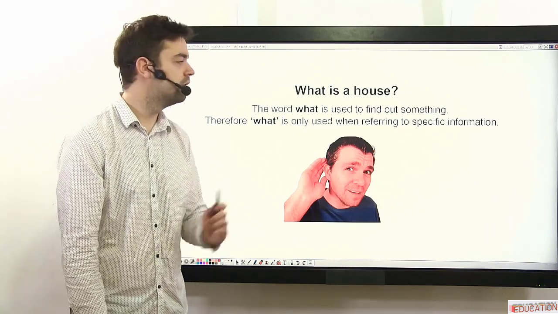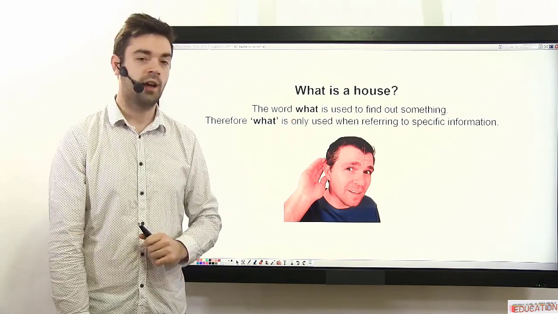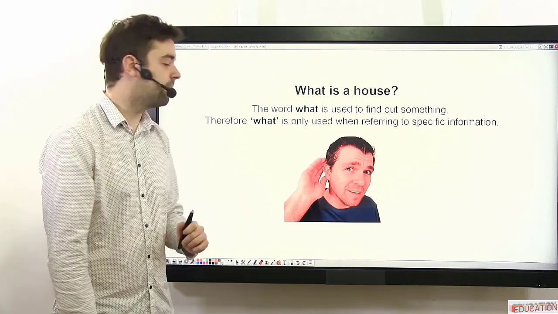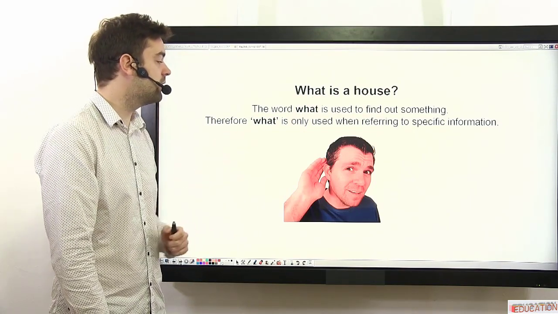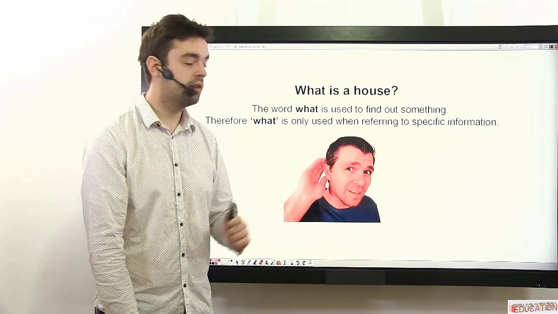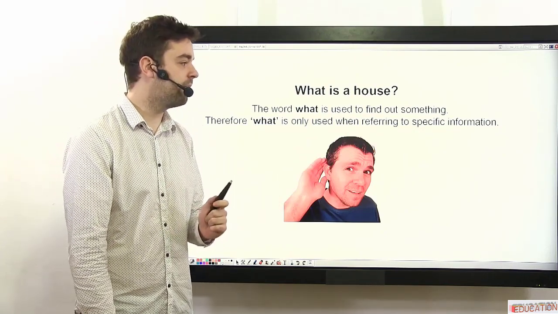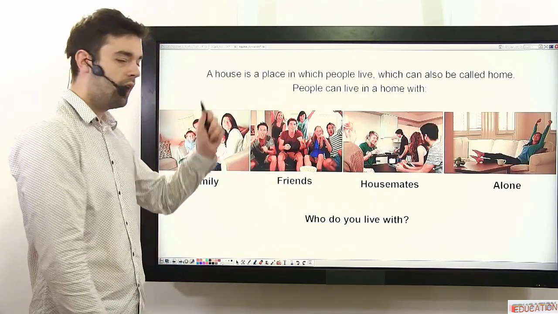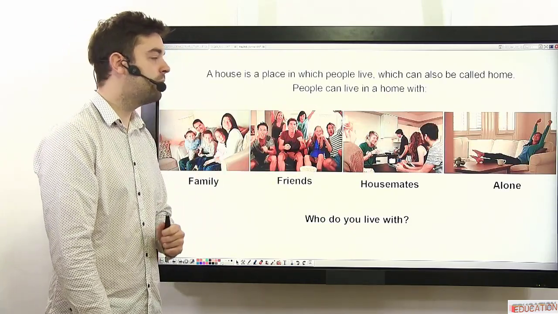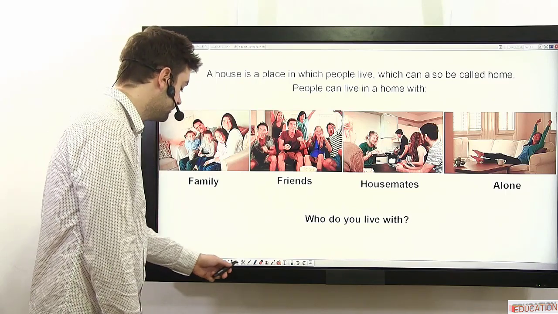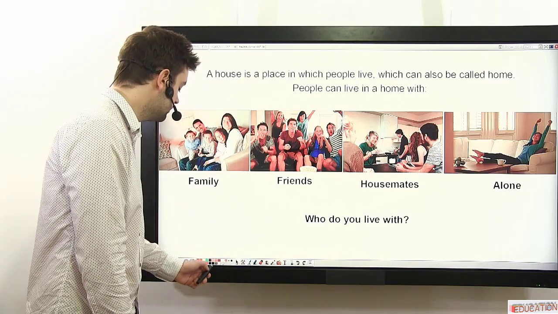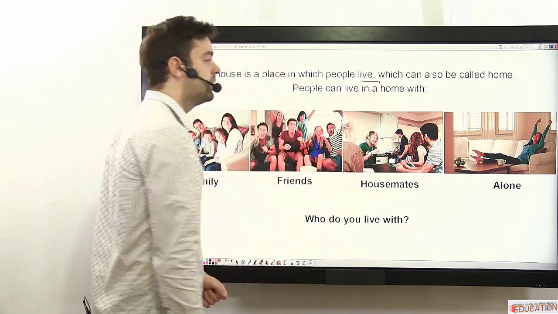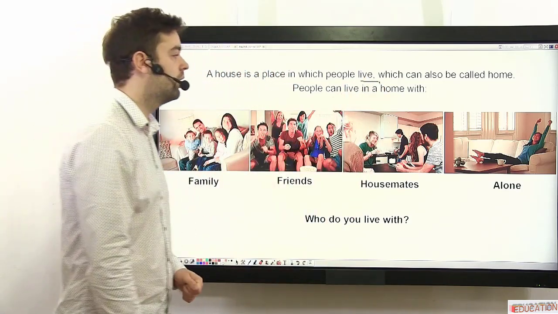So firstly, what is a house? The word what is used to find out something. Therefore, what is only used when referring to specific information. A house is a place in which people live, which can also be called home.